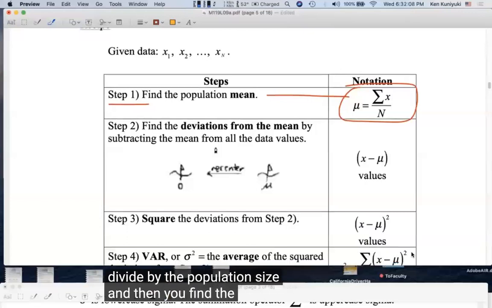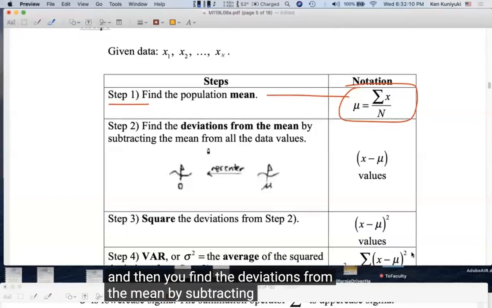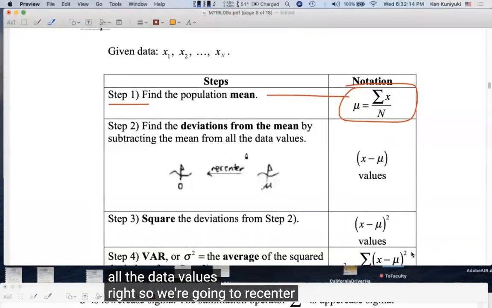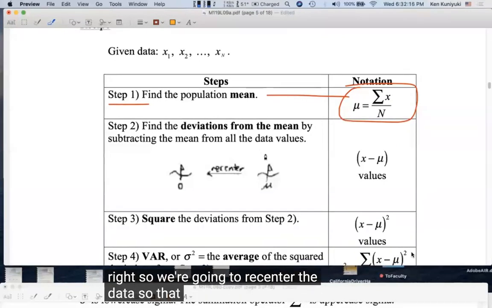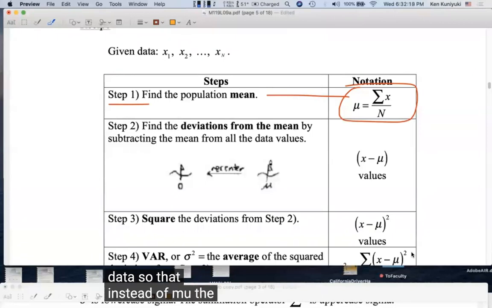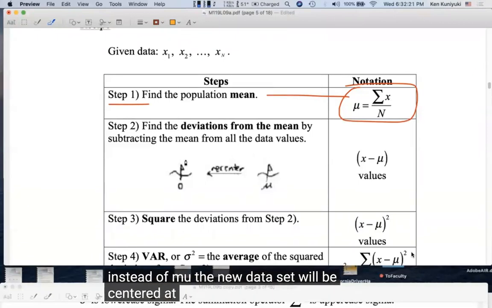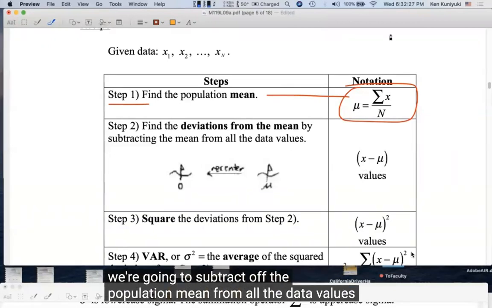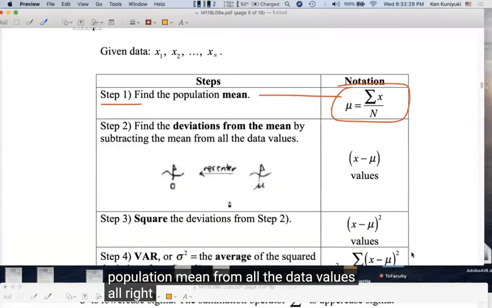And then you find the deviations from the mean by subtracting the mean from all the data values. We're going to recenter the data so that instead of mu, the new data set will be centered at 0. That's a way of standardizing things. We're going to subtract off the population mean from all the data values. Then we're going to square these deviations.